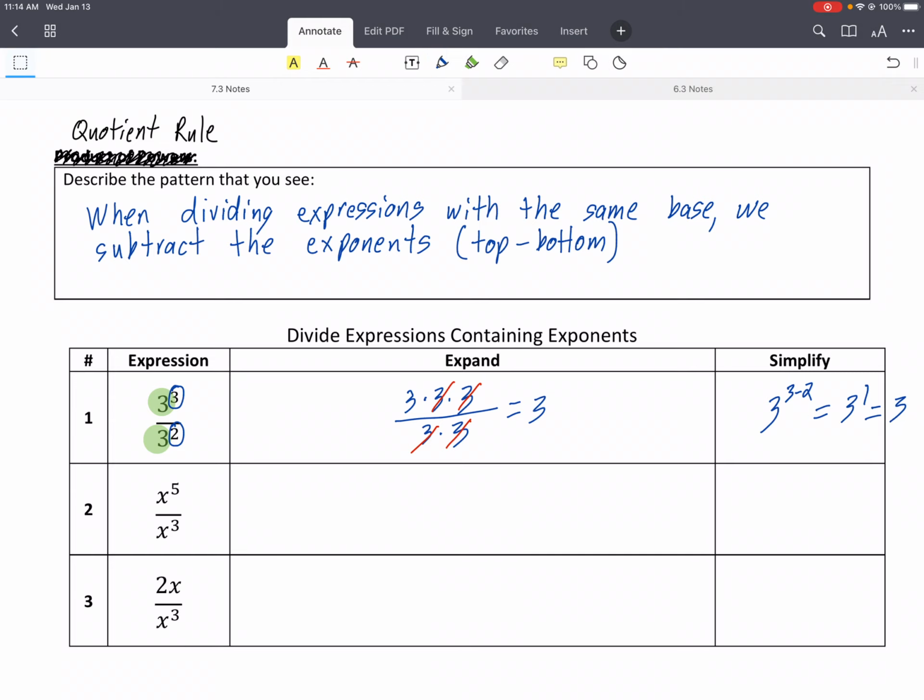Let me move that, see if I can get it all the way in here. There we go. So that would be our final answer.